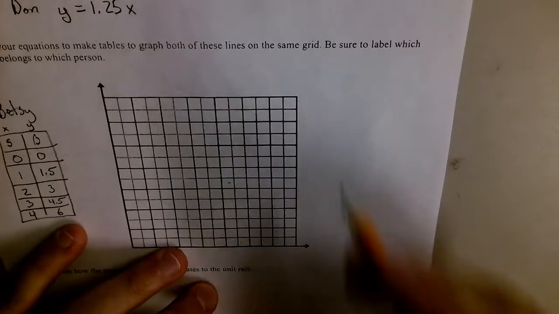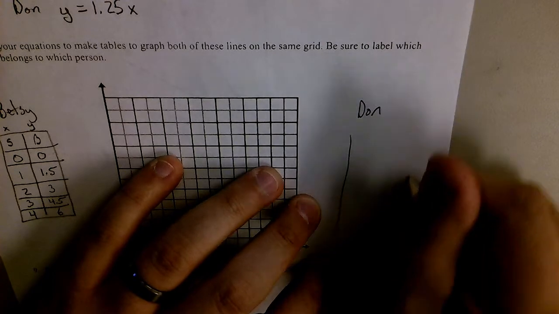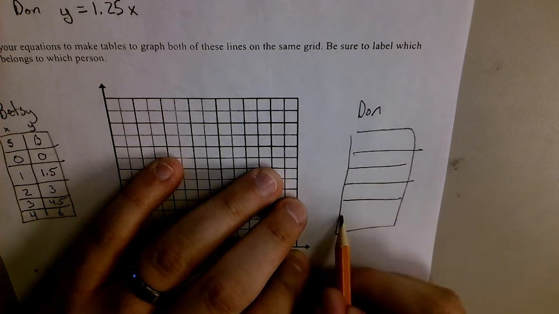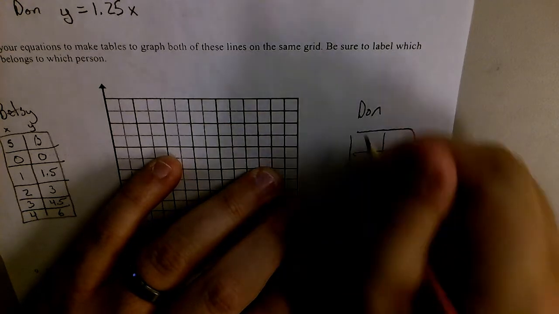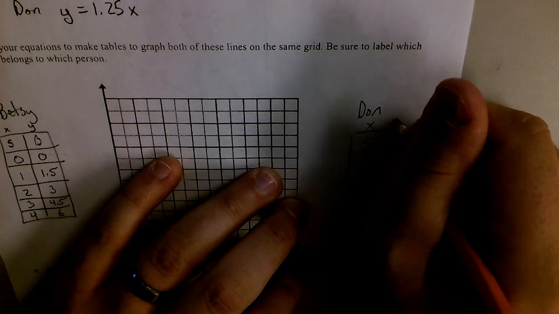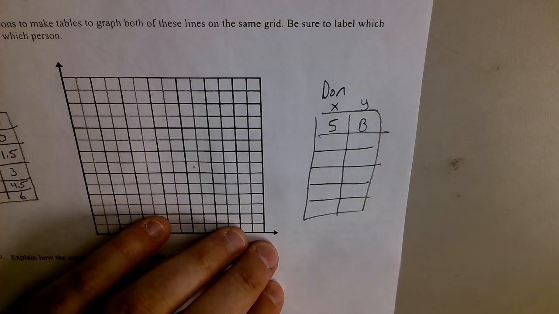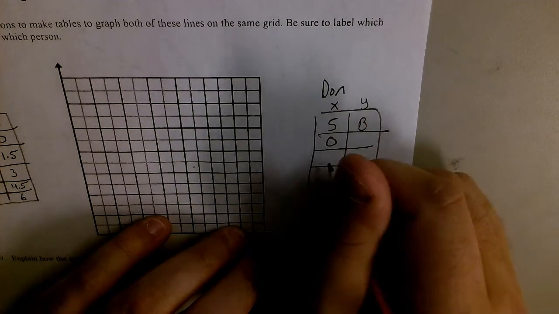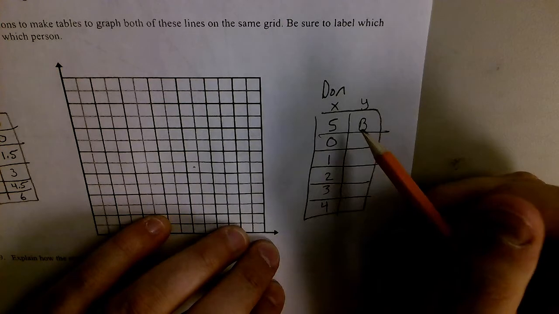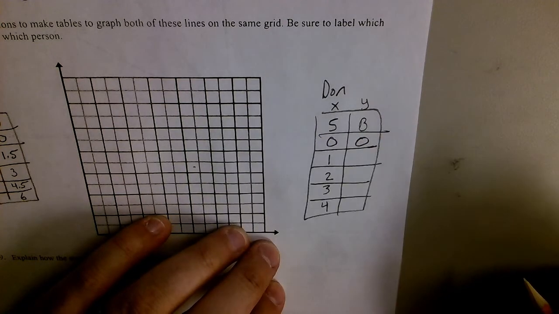So I'm going to jump over to the other side, and I'm going to make Don's table. So we've got our strawberries on the left, we've got our bananas on the right, X and Y. Alright, so I'm going to use the same kind of deal. 1, 2, 3, 4. Same thing, if he uses 0 cups of strawberries, he's going to be using 0 bananas.